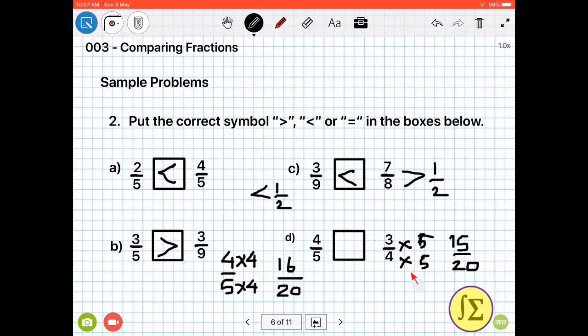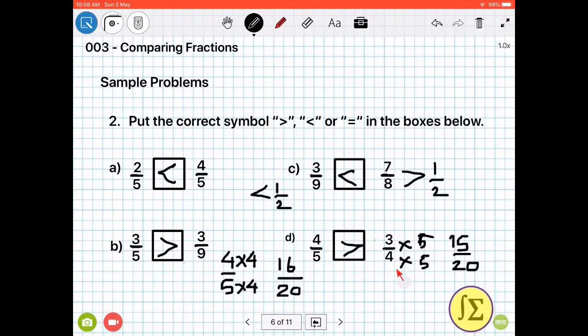So now we can compare. Since the denominators are same, 20 and 20, we compare the numerator. This is 16, this is 15. That means 16 over 20 is larger than 15 over 20, or 4 over 5 is larger than 3 over 4. Okay? All right. That's the sample problems.